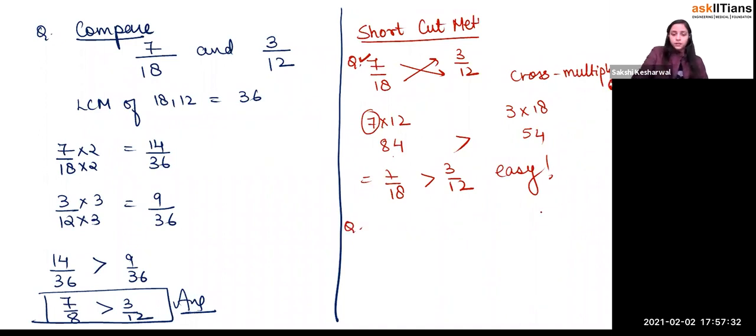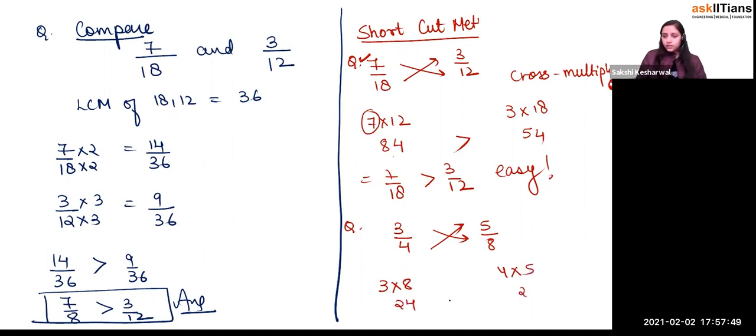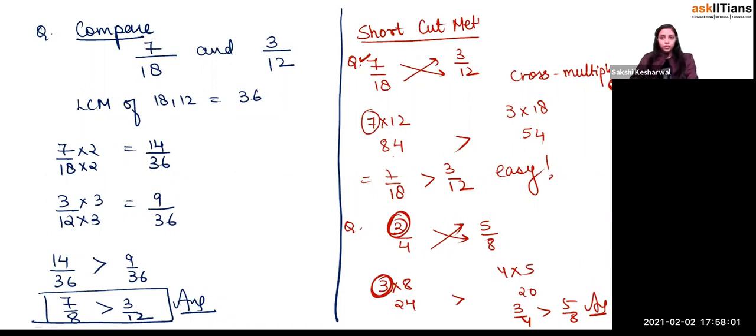Like I just wrote in the previous slide, it's like 3 by 4 and 5 by 8, right? Do the cross multiplication. It will be 3 into 8 and 4 into 5. So this is 24 and this is 20. This one is greater. So 3 is in the numerator of which number? This is in the numerator. So 3 by 4 is greater than that of 5 by 8. For two numbers, you can definitely do this, right? So this is how you do the comparison, right?